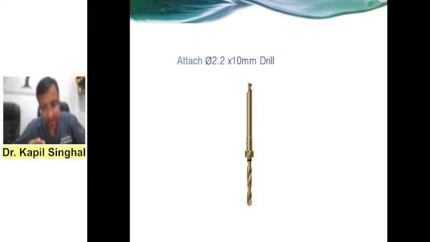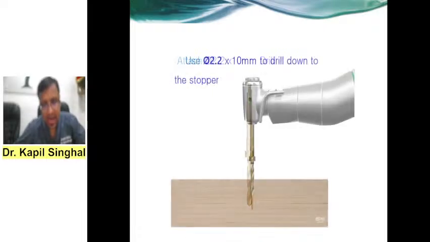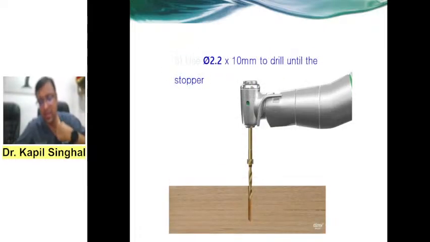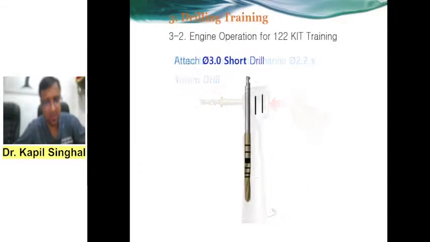The diameter of the drill is fixed, but the length is whatever length of implant you want to place. You will go to the same length, go to the stopper, place the drill, and come out. Similarly, you will remove the drill.